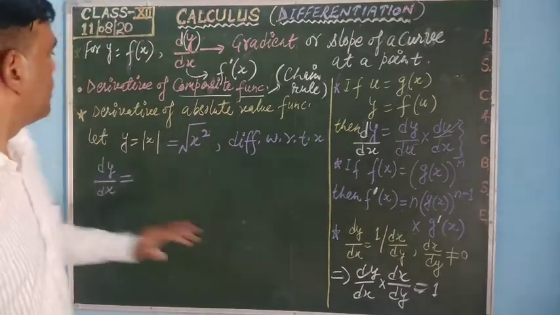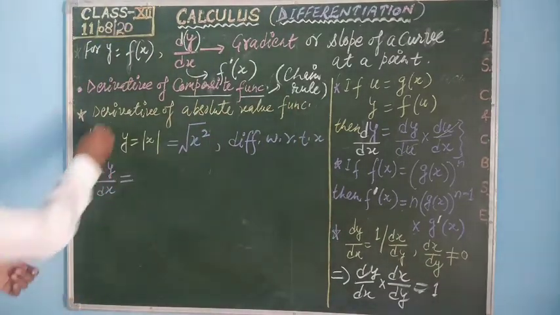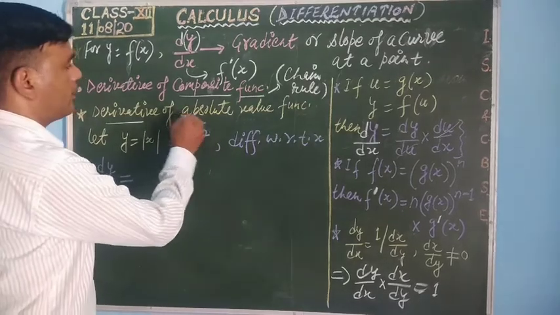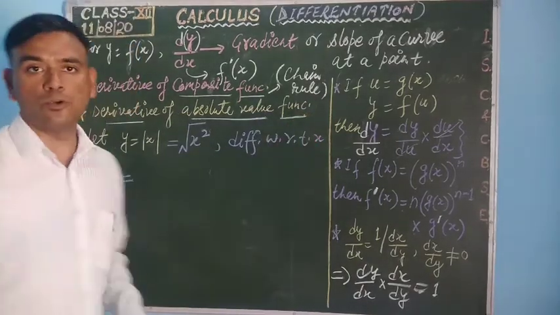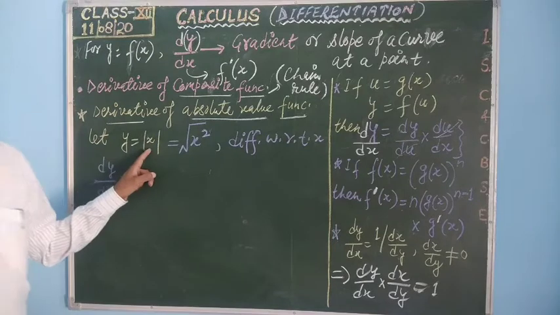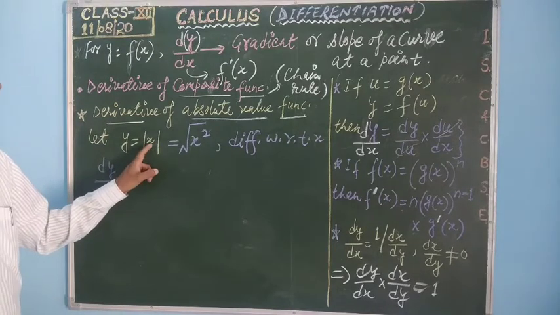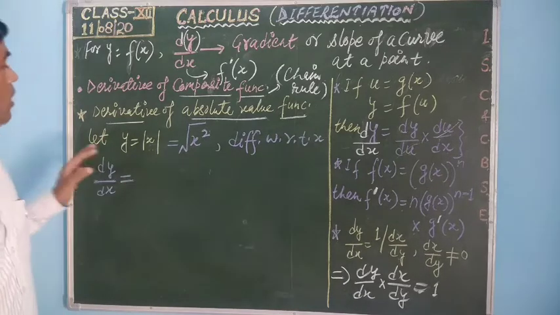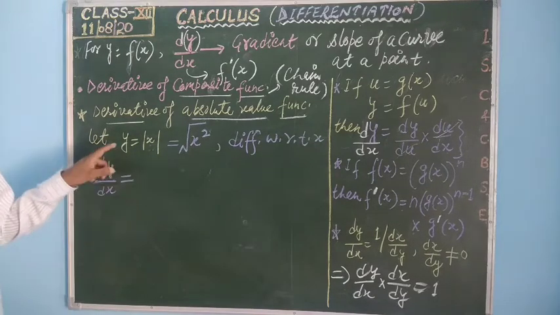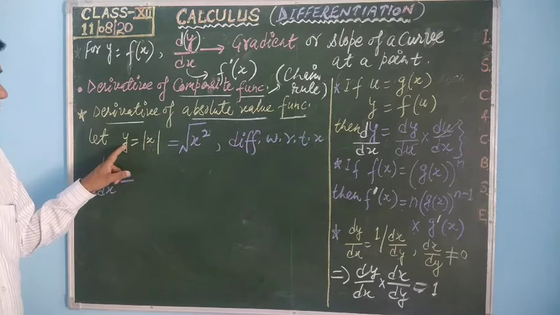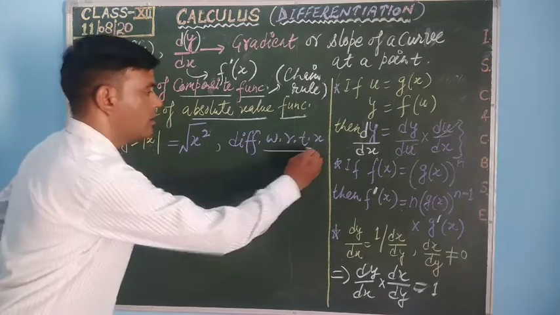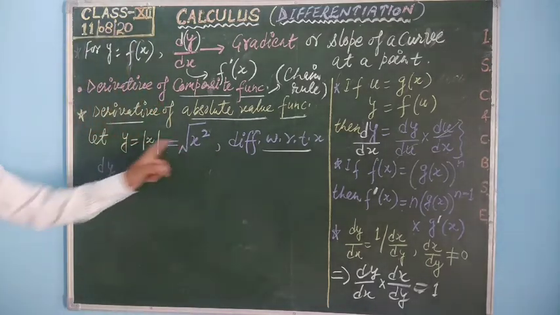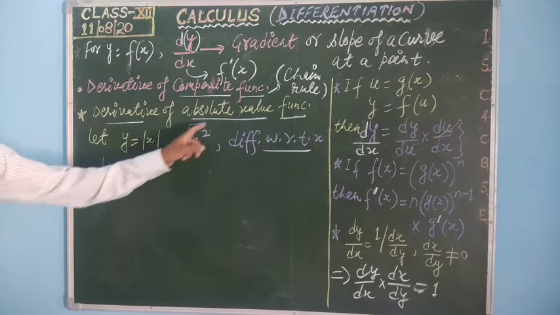Okay students, now come to the next derivative, that is the derivative of the absolute value function. You know that the absolute value is represented by mod x or modulus of x, and modulus of x can be written as under root x square. Now if you want to differentiate y with respect to x, how will we differentiate? Here y = |x| means y = √(x²).